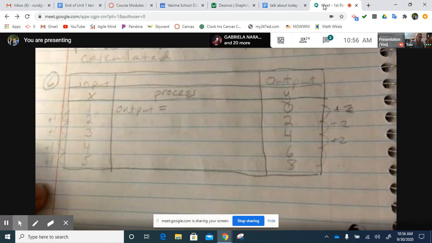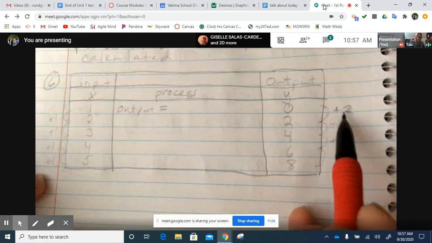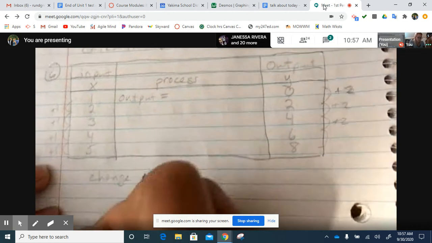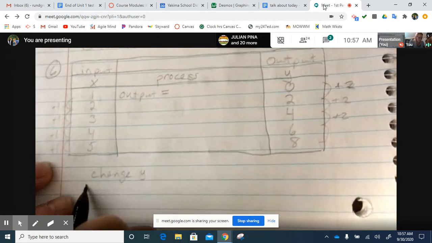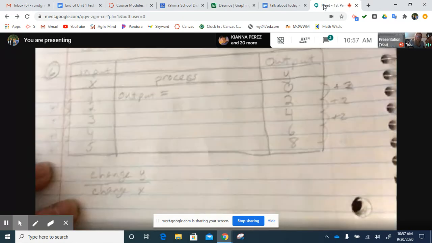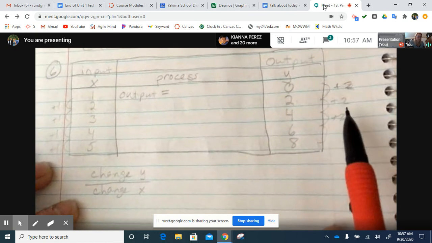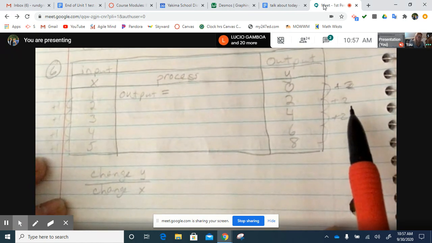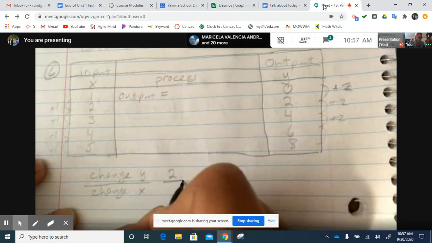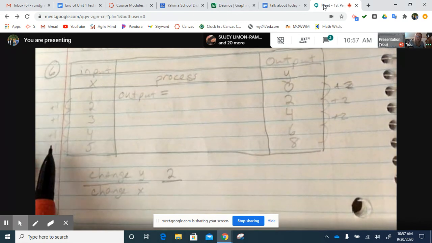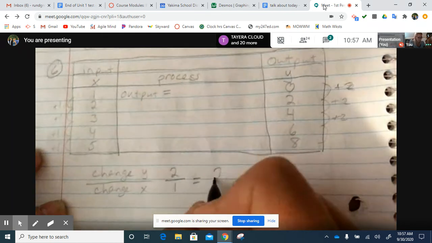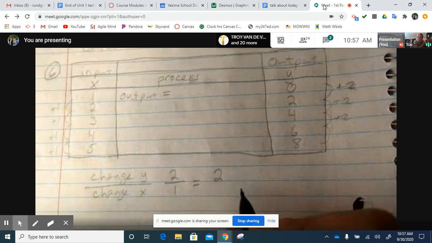Okay, so if you take the change in y over the change in x, so what's our change in y? Positive 2, adding 2, yep, 2. And our change in x is adding 1. What is 2 divided by 1? 2. Okay, so this is our change that's happening.